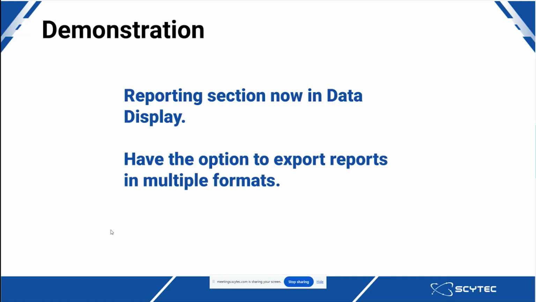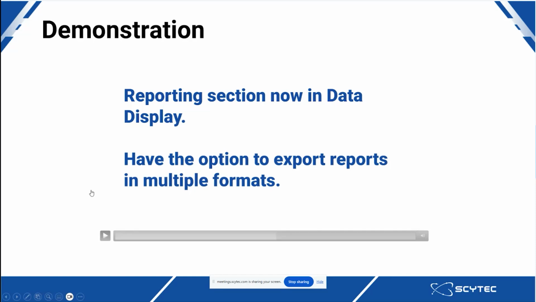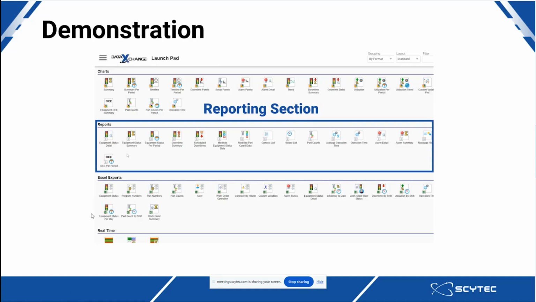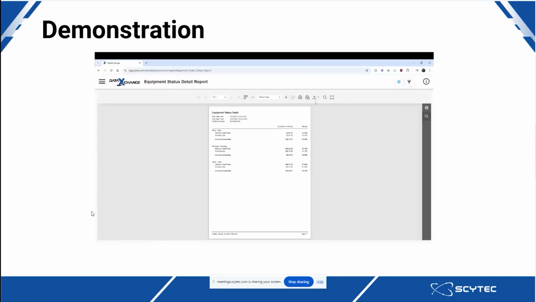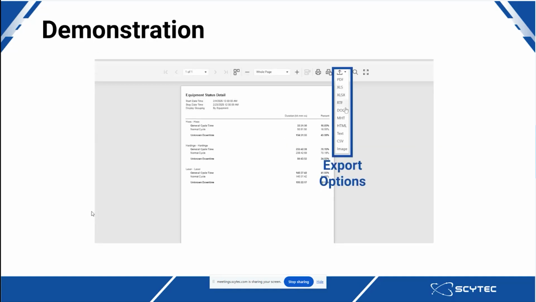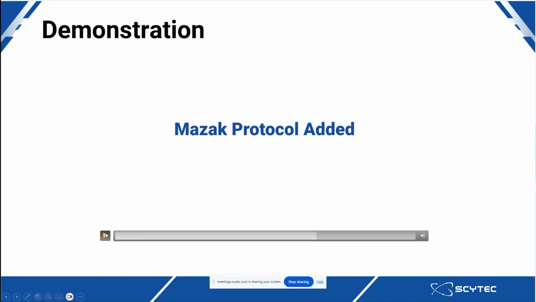So one of the other big releases or new features inside of this upcoming release for DataXchange is that the reporting section that was previously found in the desktop configuration application is now inside of Data Display. And you have the option to export your reports in multiple different formats. So the reporting section you can find there in the center of your Data Display launchpad. And if you go and click on one, you can see the different exporting options that you have there. So we have, the most common one is a PDF.